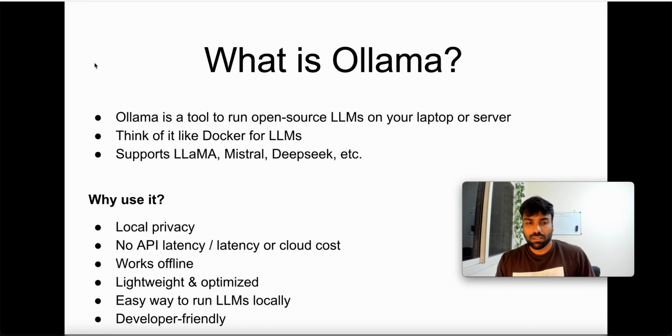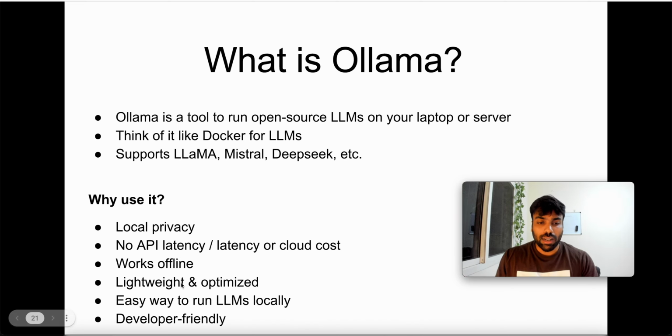So why use it? First is local privacy. Since all the data stays on your local machine, it does not go via some API to some server, so it is completely safe. Second is no API latency or cloud cost. You are not calling any API, so it is pretty fast because all the inferencing happens on your local machine. Third is that it works offline, so you don't need any internet access. It will work offline as well.